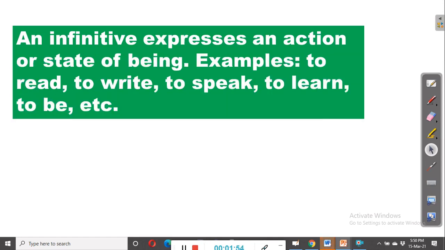An infinitive expresses an action or state of being. For example, to read expresses an action, to write, to speak, to learn. These express actions, but to be expresses a state of being, to be or not to be.